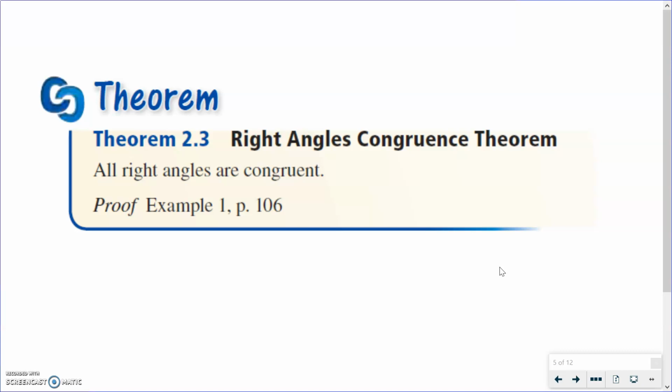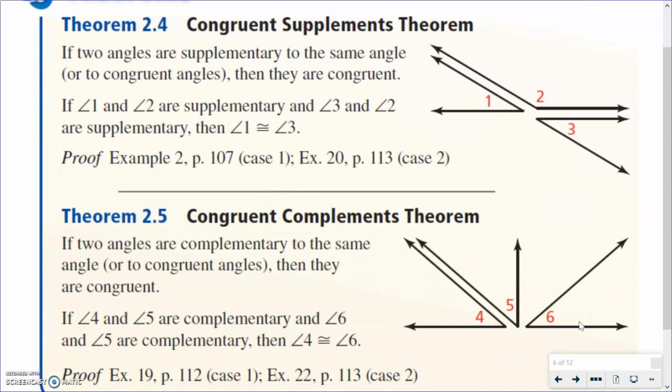The first one is the right angles congruence theorem. Pretty straightforward. It means all right angles are congruent. They're all equal to 90 degrees. There's actually a theorem that says that. We all assume that, but we're going to use that today. And then also the congruent supplements and congruent complements theorems.